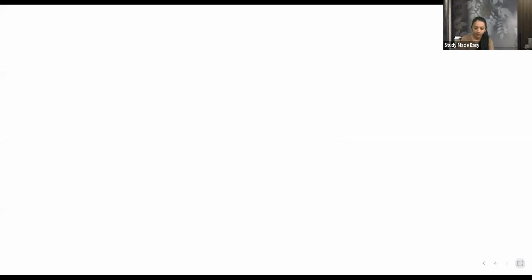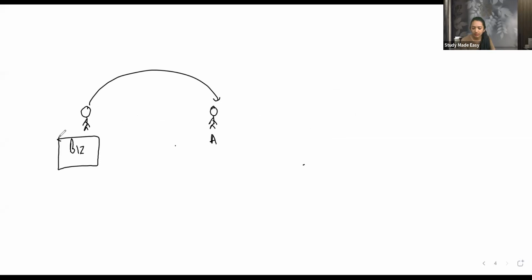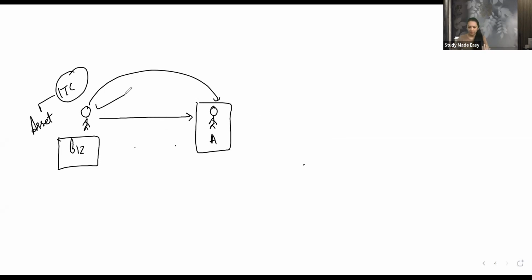Now, example number 3. This is me, this is my business. My business has been transferred to this person, that is A. Previously it was my business. The business has been transferred to this person. On the assets that I was having, ITC was availed. I have availed all the ITC on this asset. Now this person, out of this business asset, one of the assets, has permanently transferred the asset and there is no consideration.